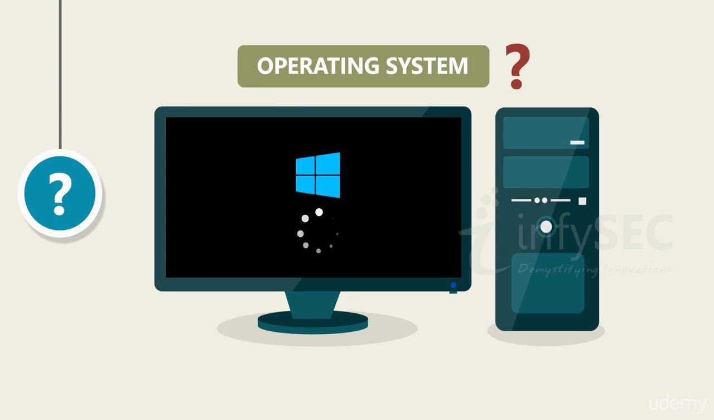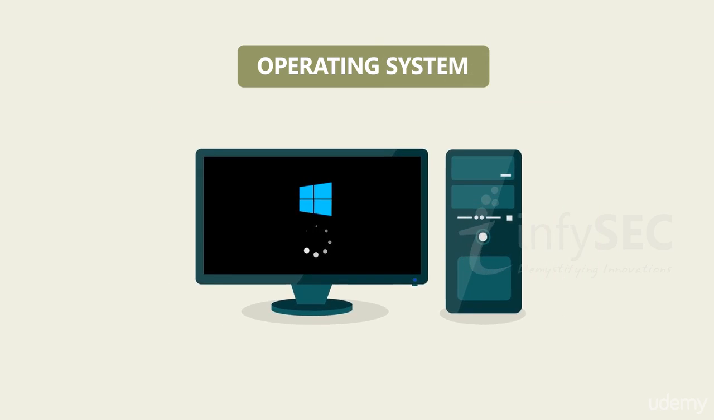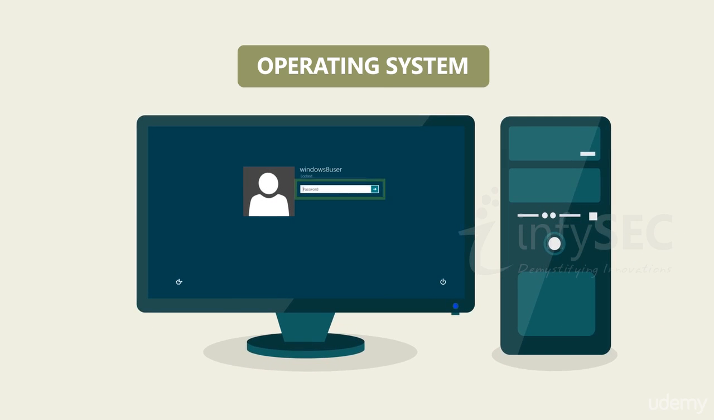What is an operating system? An OS is a software program that enables the computer hardware to communicate and operate with the computer software. Having booted the system, the first thing any user encounters is the login page of the system.